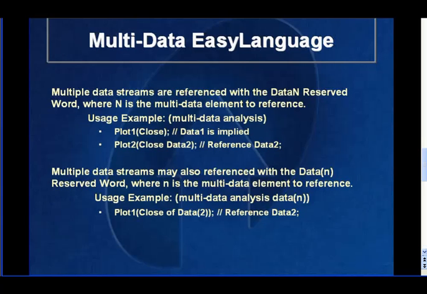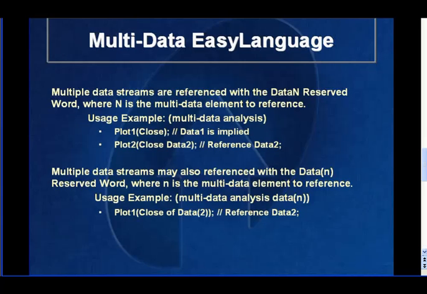But the word data 1, when referencing that initial data stream, is always implied. So if I say close, EasyLanguage knows that I mean close of data 1. I don't have to say of data 1. But if I add additional data streams to the chart and I want to reference those additional data streams within my EasyLanguage, then I have to explicitly tell EasyLanguage which data stream I want to look at.